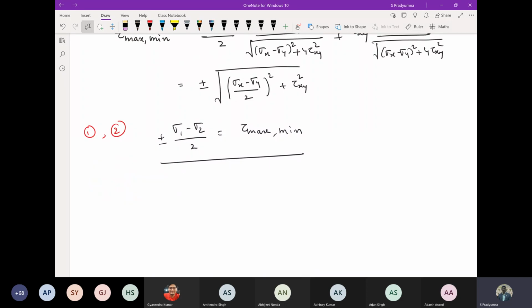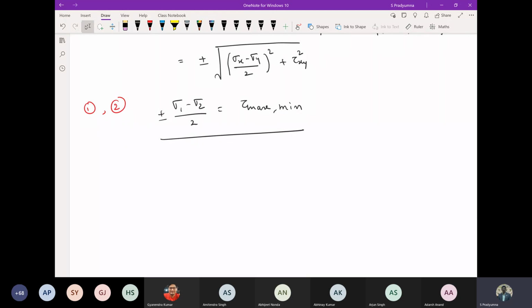Now, is it clear? The principal values are the maximum normal and minimum normal stress for the given state of stress at the point. Yes, sir. Fine. Now let us move forward.